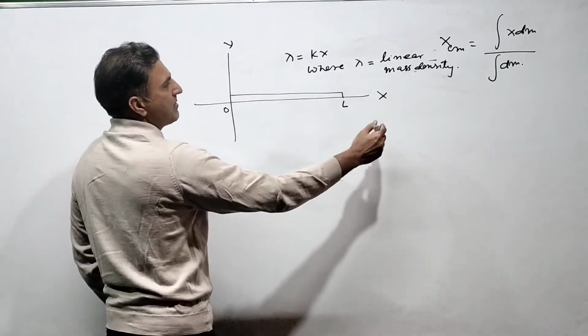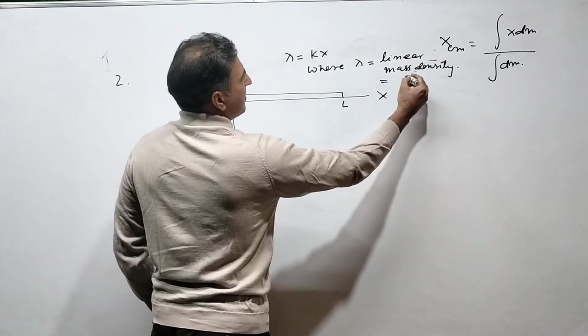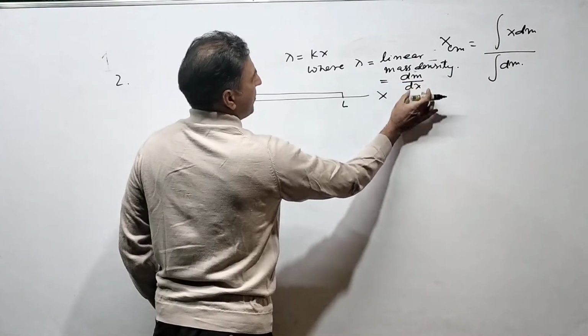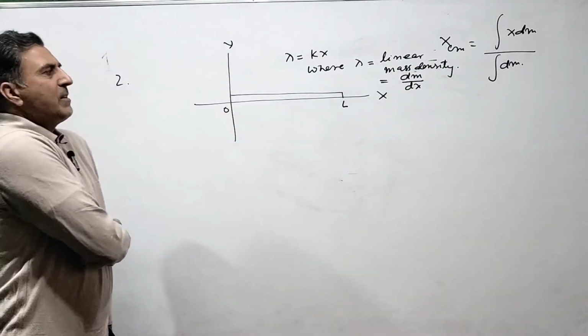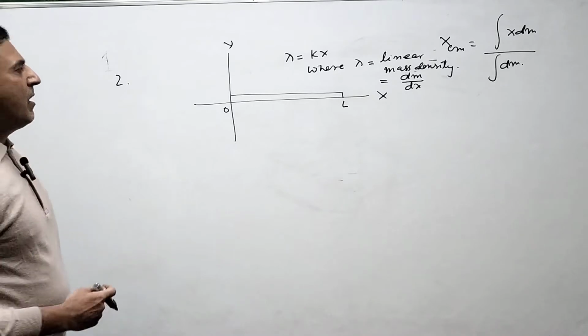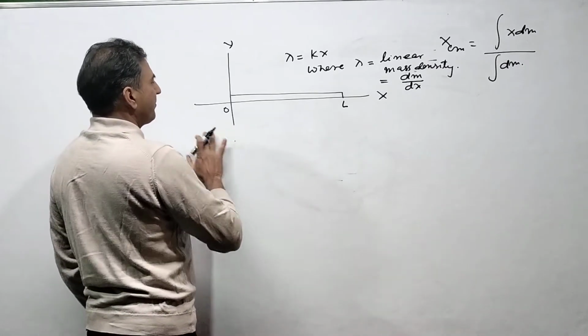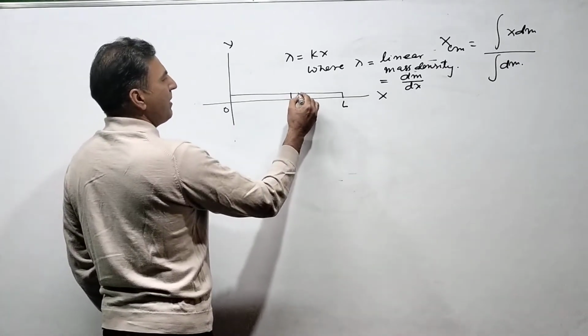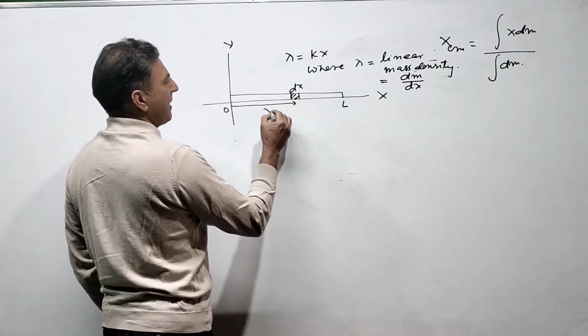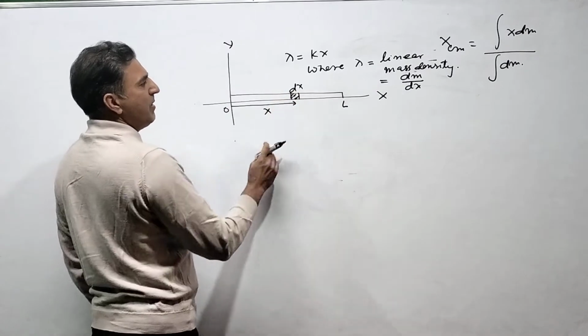Lambda is linear mass density, and it is dm by dx. That is mass per unit length. A small mass element by a small length element is the linear mass density. Okay, what we do is, I take a small element here, dx. How much away from the origin? X. What is it, the center of mass?